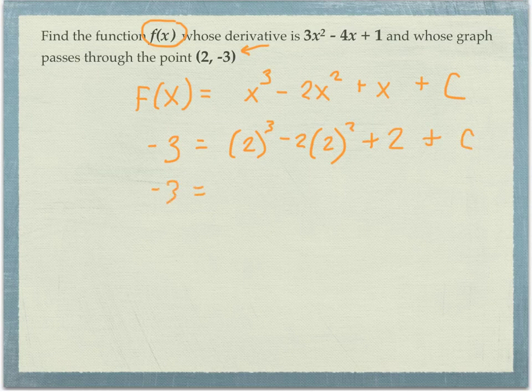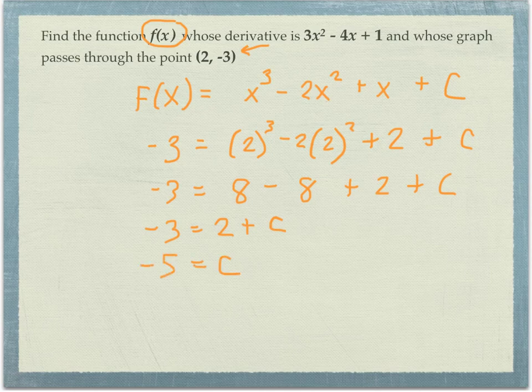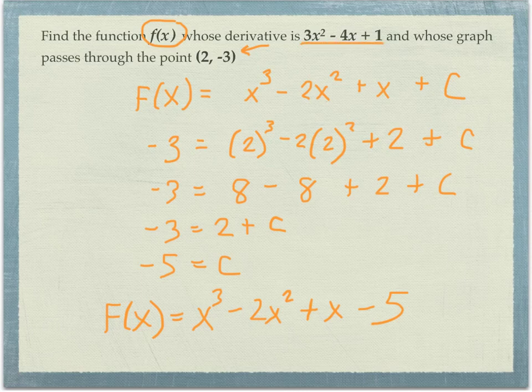So I get negative 3 equals 8. 2 squared is 4, minus 2 is 8, plus 2 plus c. So I'm going to get negative 3 equals 2 plus c. Then I'm going to subtract 2 from each side, so c is going to be negative 5. So that big f of x, now I know exactly what that function is. It is specifically now going to be x cubed minus 2x squared plus x minus 5. That's the original function. Derivative is this, the original function that passes through that point.